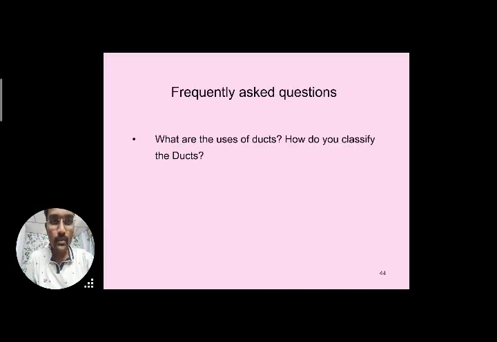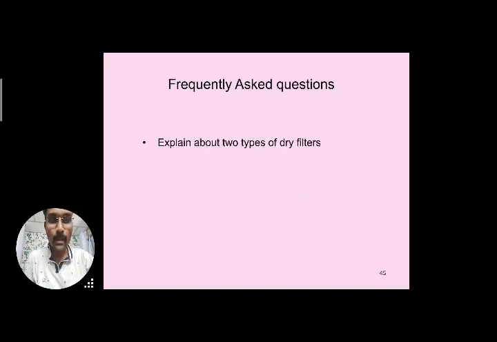What are the uses of ducts, and how do you classify the ducts? The second question is, explain the radial perimeter duct system with a neat sketch. The next question is, explain the two types of dry filters. As already seen, what are the two types we have seen in the dry filters? Those are the two types of dry filters. And the next one is, describe the working of the viscous filters.